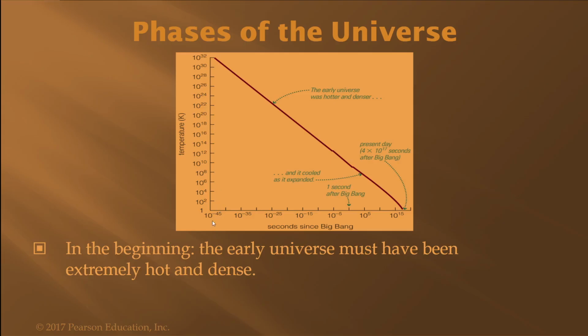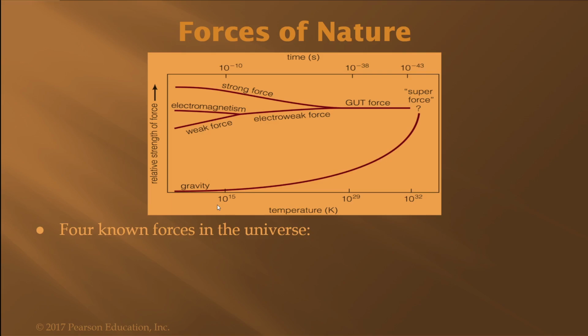Now notice that this plot stops not at 0, but at about 10 to the minus 43 seconds. That is what we refer to as the Planck era, and we don't know what happened before that, but we'll talk about this a little bit more later. So in terms of the Planck era, again, we don't know what happened then. We need a theory of quantum gravity to understand this.